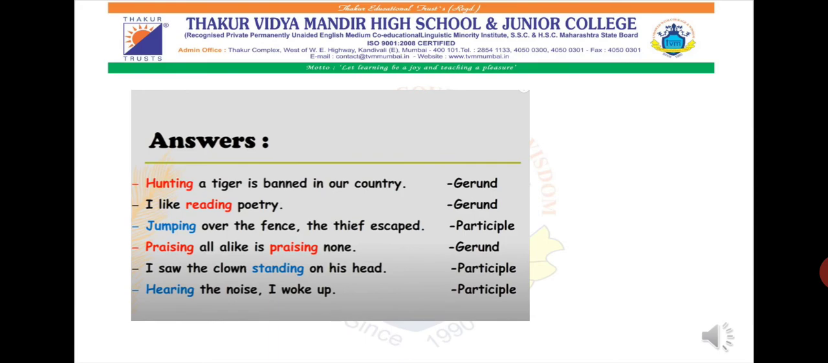Now, the last one: hearing the noise, I woke up. Now, you heard something and therefore you got up. So, there was some action that took place, and because of that action you got up, and therefore that particular sentence is a participle. I hope these concepts are clear to identify which one is a participle and which one is a gerund.